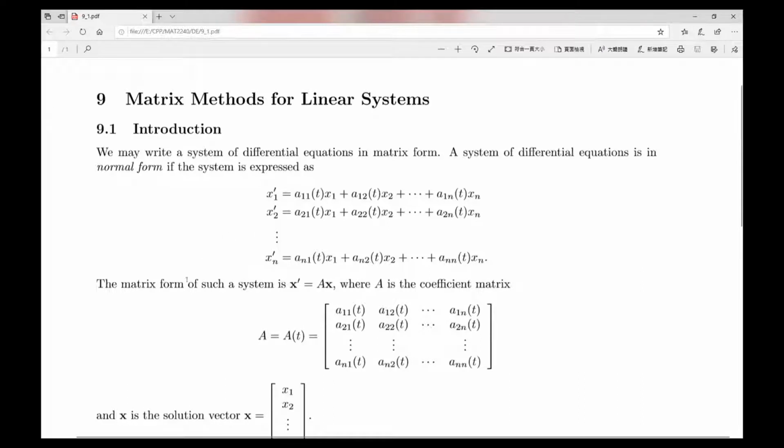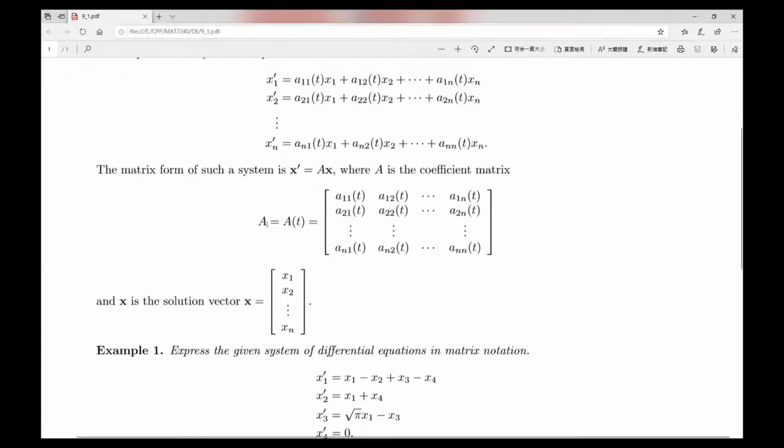Then we can write that in the matrix form, capital A, and each entry is just going to be the A11, and so on. These are going to be functions of t, and then you just put them in matrix form. And thus the solution is just going to be your vector x. In 9.1, we're just going to look at how we can come up with this matrix, and later on we'll learn more about what we're going to do with it.